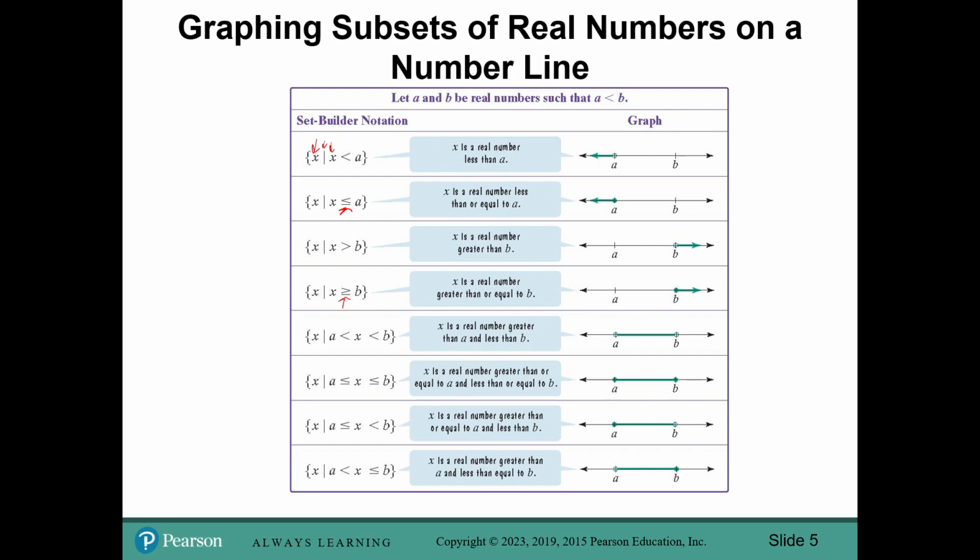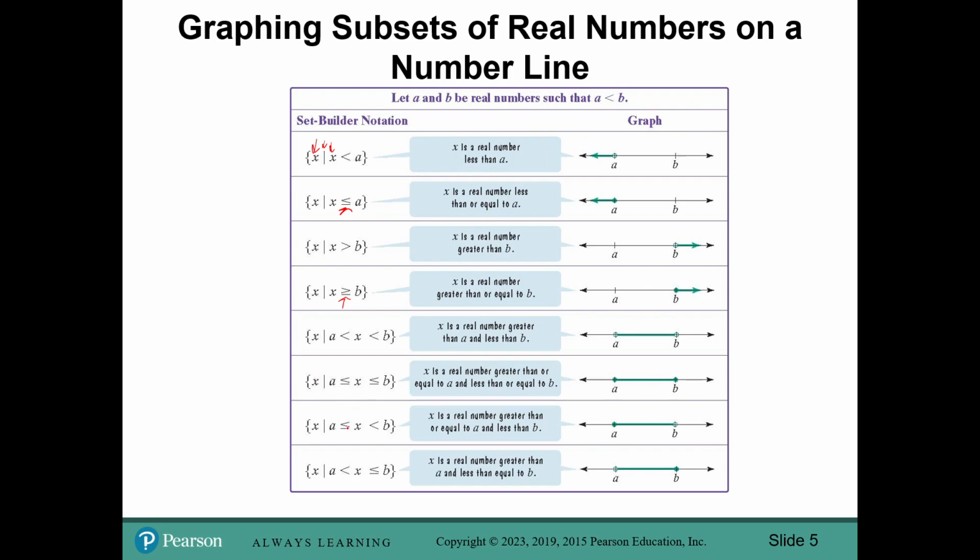All right, we have a is less than or equal to x is less than or equal to b. Because x is equal to a and x is equal to b, I have solid dots on those particular points here, and then I connect those two points with this line in between, and x could be a, x could be b, or x could be anything in between.